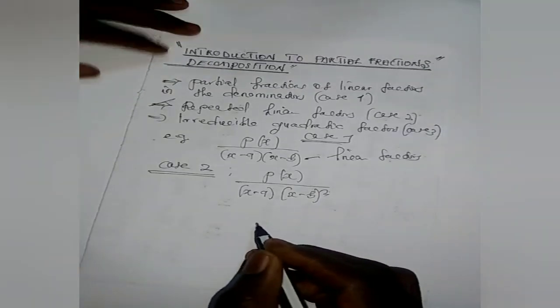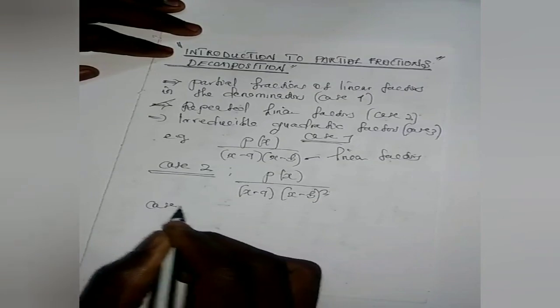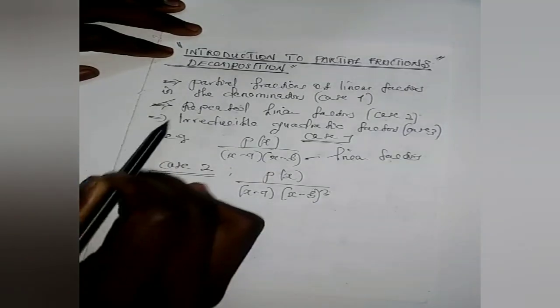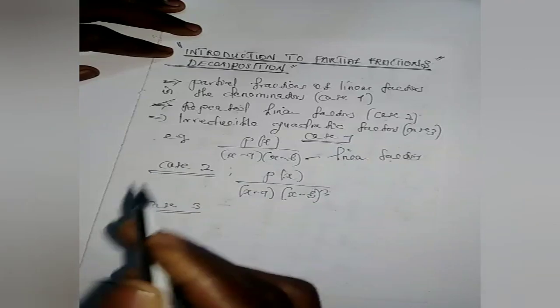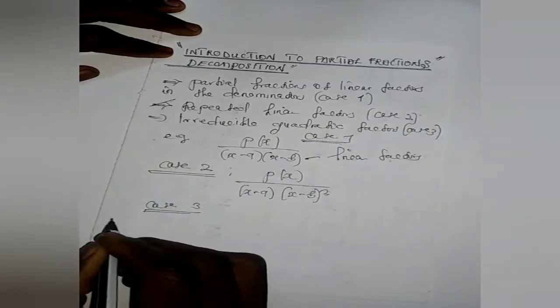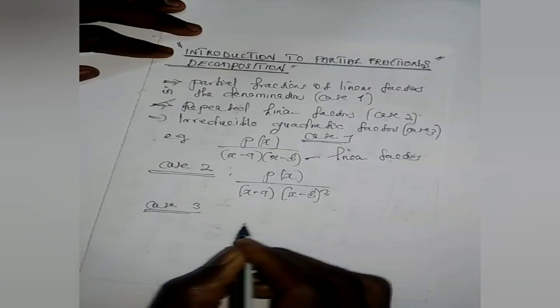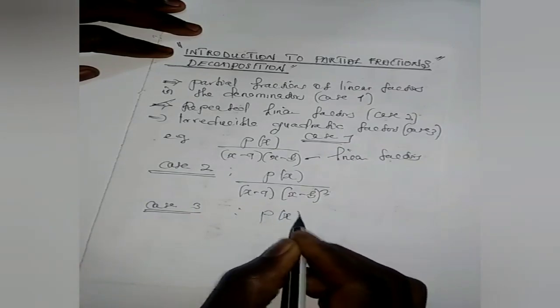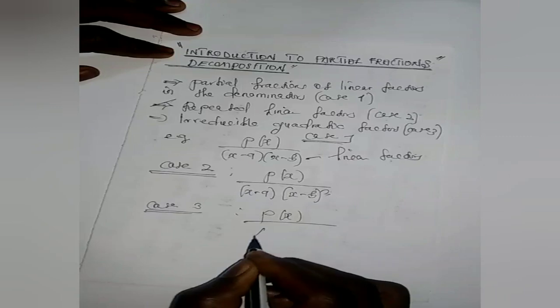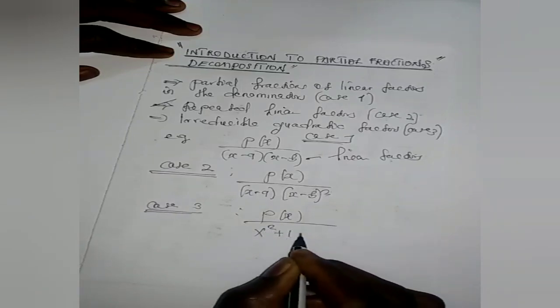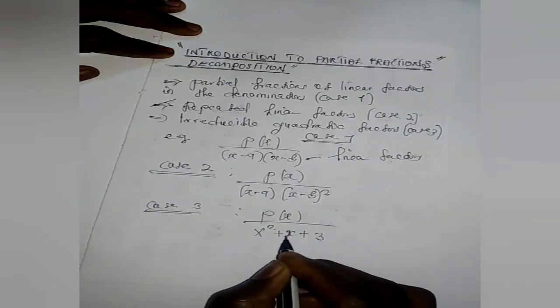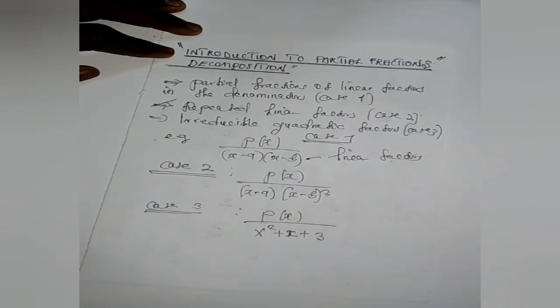And then case 3, we talk of irreducible quadratic factors. What I mean by an irreducible quadratic factor is, for example, we have a function of x with (x plus 1) and then x squared plus x plus 3 in the denominator. This you can't factorize no matter what you do. So we're going to deal with how to solve such cases.